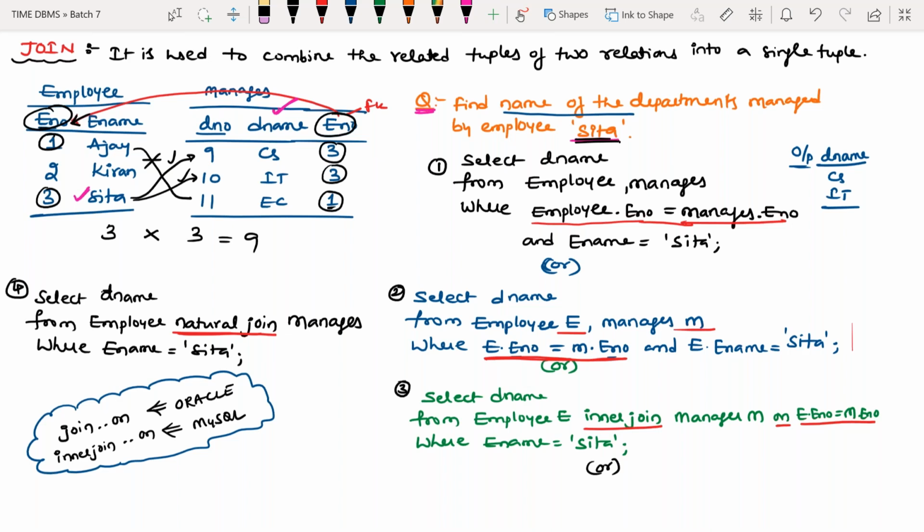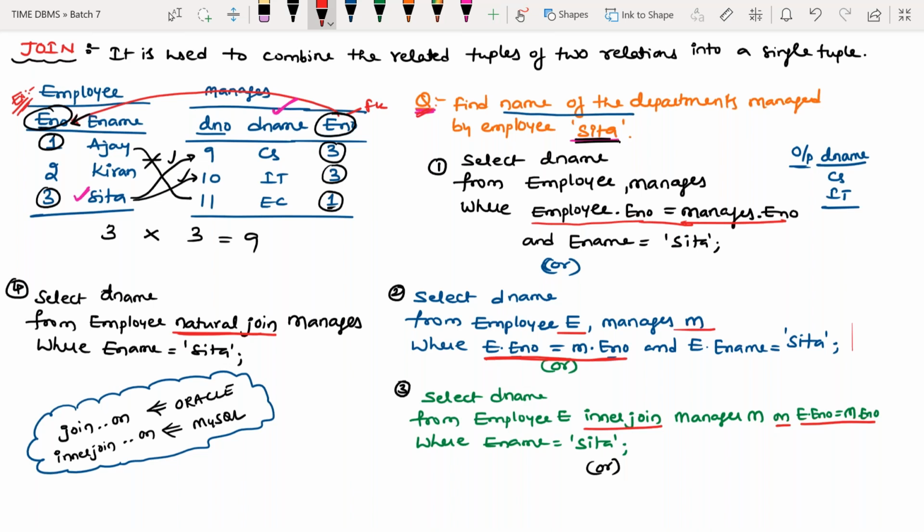Here I have given an example. We have two tables, employee and managers. Here we have some employee records in the employee table. If an employee manages some department, those details are there in the managers table. Now here we have a query: find the name of the departments managed by employee Sita.